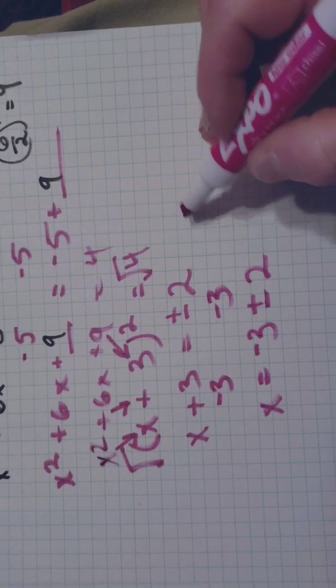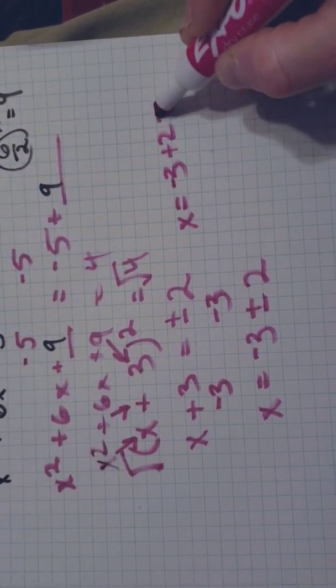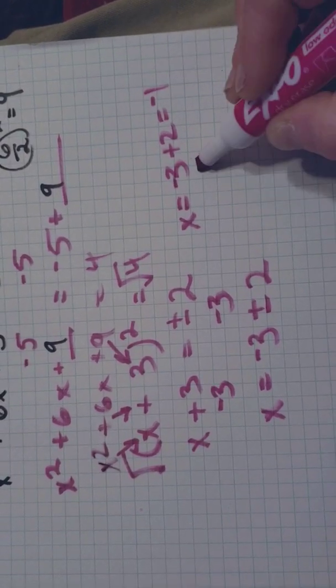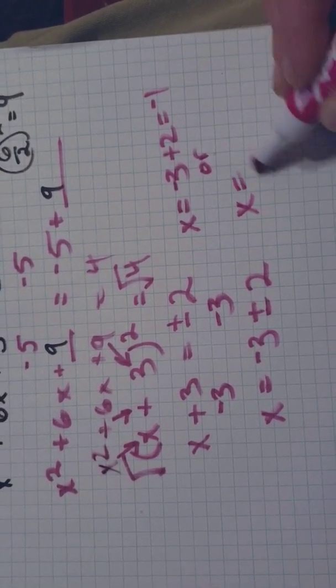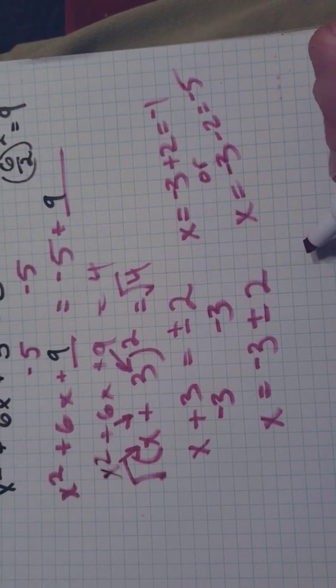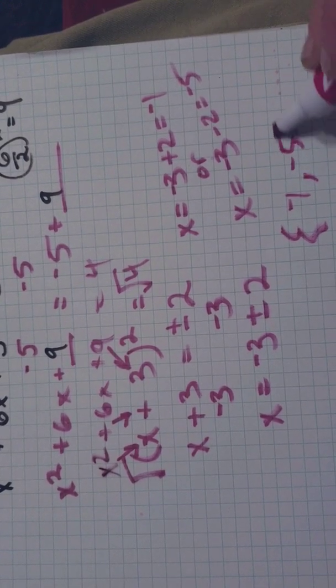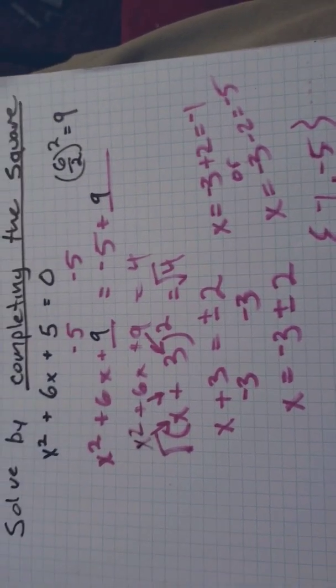Okay, so this represents two solutions. We have x could be negative 3 plus 2, which that's negative 1, or x can equal negative 3 minus 2, which gives us a negative 5. And we have our solutions of negative 1 and negative 5, and we have solved by completing the square.